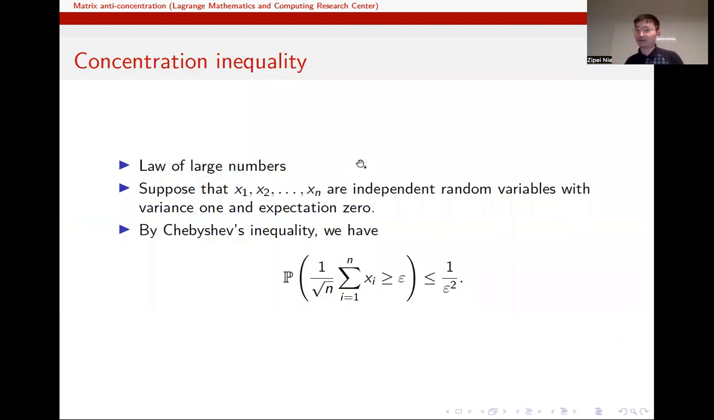A concentration inequality is an inequality that bounds the deviation of a random variable from its expected value. One such example is the law of large numbers. Suppose that x1 till xn are independent random variables with finite variance and zero expectation. Then by Chebyshev inequality, with probability at most 1 over epsilon squared, the sum of the random variables is at least epsilon times square root of n.